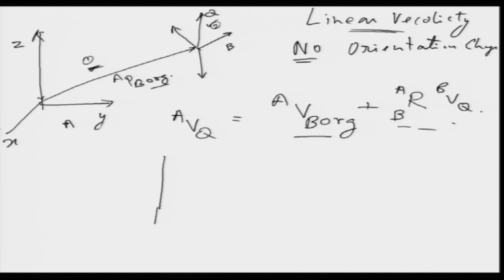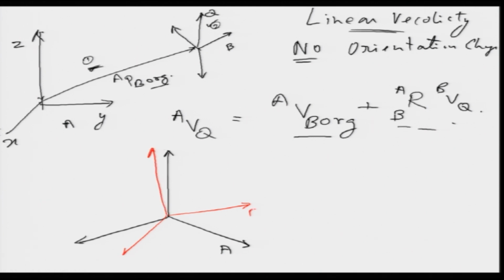So this is my frame A, which is fixed, which is not moving. Let us call this frame B. We have another frame, my frame B, which is at some other angle.